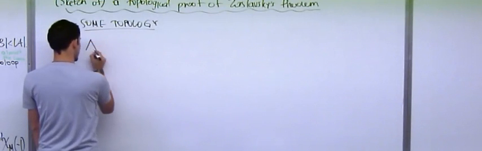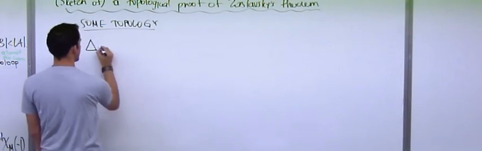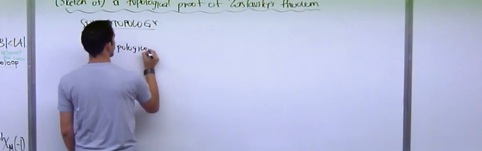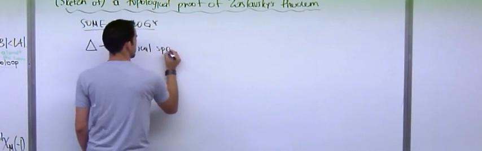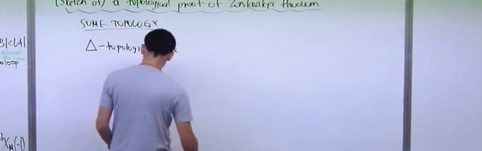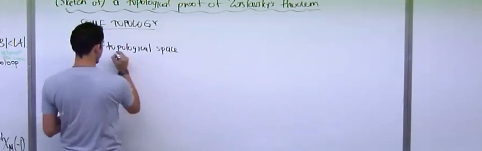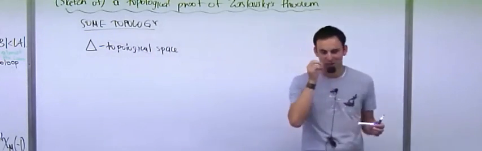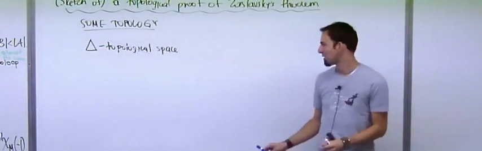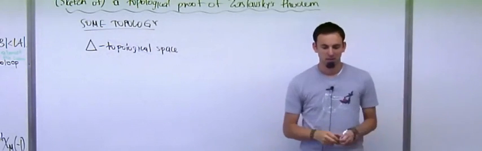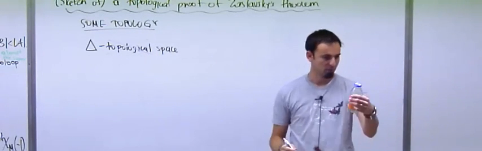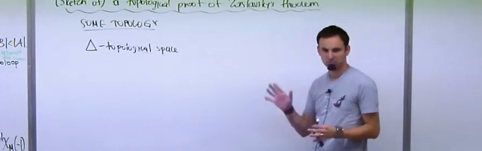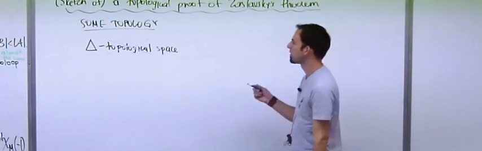So let's say that you start with delta, which is some topological space. Okay, and I'm going to try to avoid big words as much as possible, and so you can forget the word topological if you want. Just think of a space. So a space might be three-dimensional space. A space might be the surface of this Snapple bottle. A space might be the blackboard, whatever, some space.